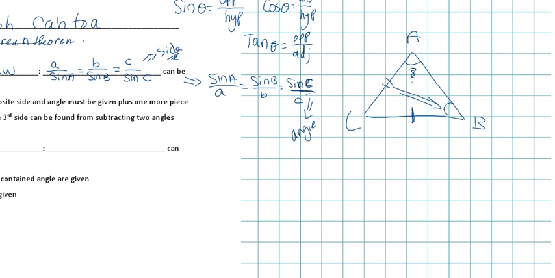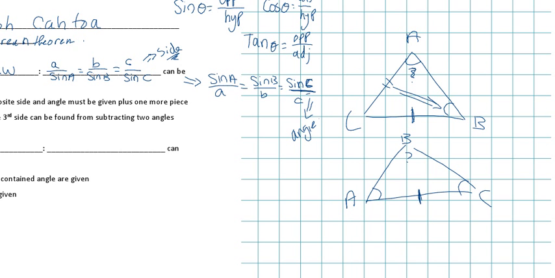The other situation is when you have two angles. Let's say they give you angle A and angle C, right? And any side, it doesn't matter which side. Even if they give you this side, you can solve for angle B. How can you solve for angle B? Subtract A and C from 180, because all three angles inside the triangle add up to 180. So you can find the third angle by doing 180 minus A minus C, and then you can use the sine law.